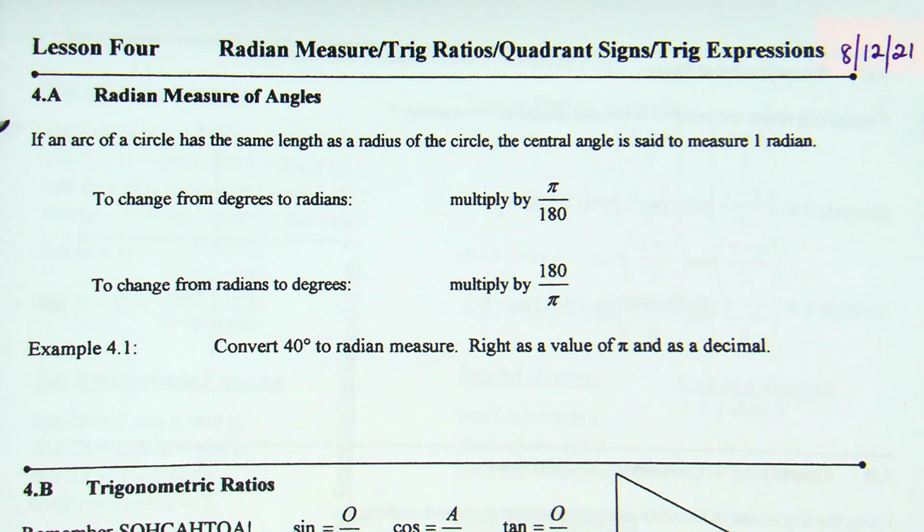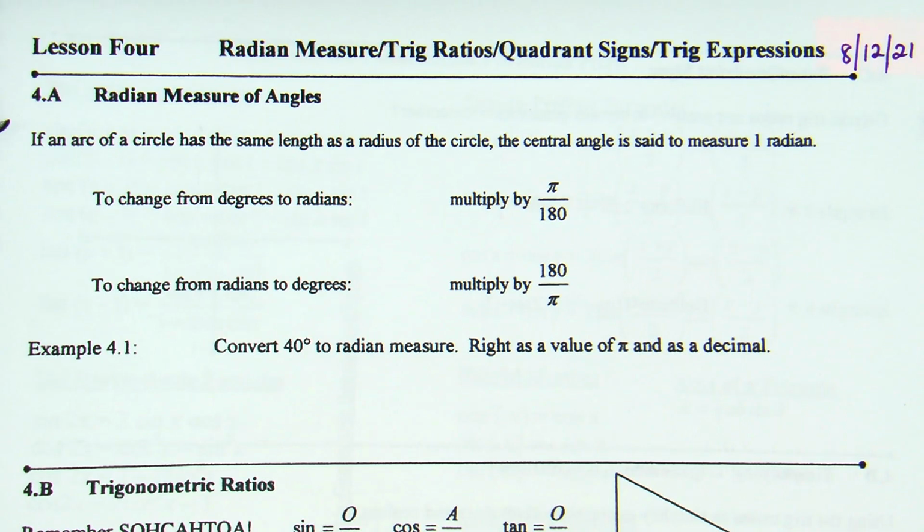If an arc of a circle has the same length as a radius of the circle, the central angle is said to measure 1 radian. So the definition of 1 radian: the arc of a circle has the same length as the radius of the circle. And that is 1 radian.